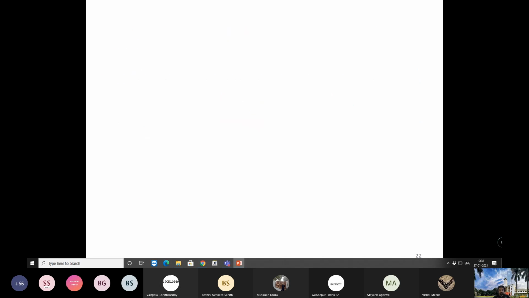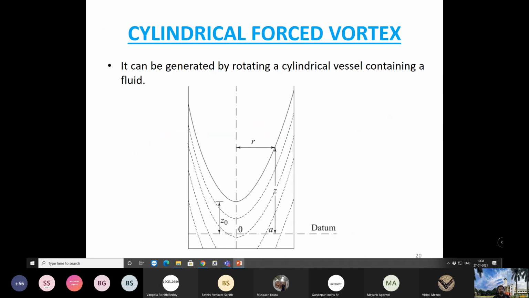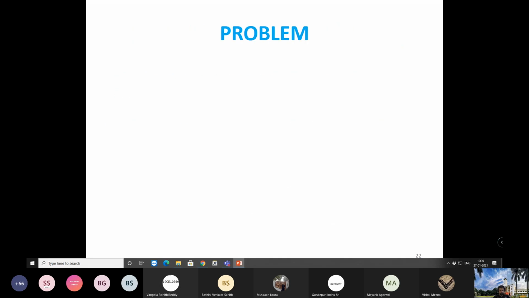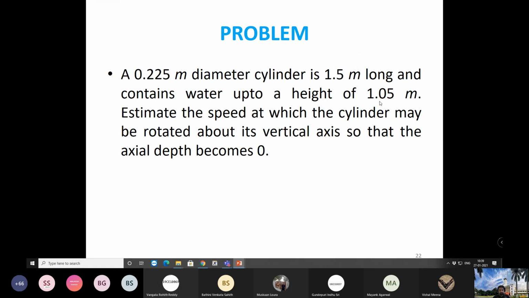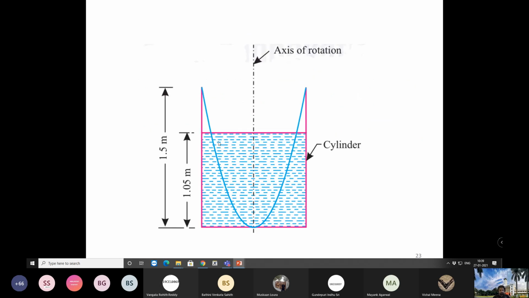So we are going to see this. This is the same configuration that we are going to do. You see, this is the setup. This is the axis of rotation. This is 1.5 meter long, and it contains water up to a height of 1.05 meter. So 1.05 meter is the water height, and this is 1.5 meter, the length.